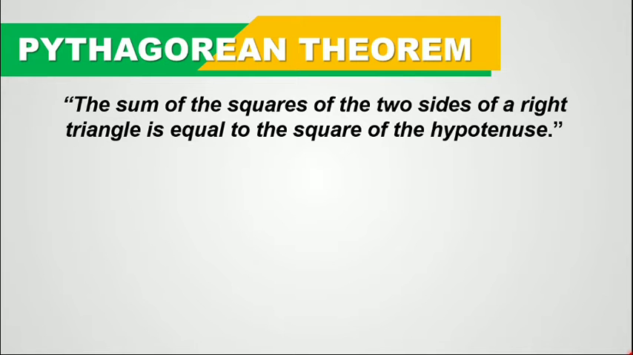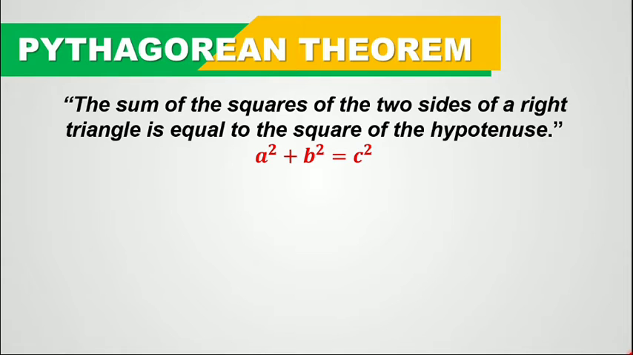Hi guys, in this video, let's tackle the Pythagorean theorem. Now this theorem states that the sum of the squares of the two sides of a right triangle is equal to the square of the hypotenuse. And this can be expressed in an equation as a squared plus b squared equals c squared.